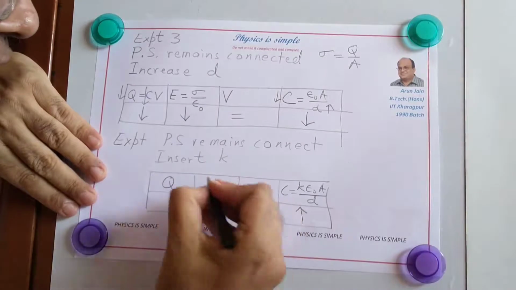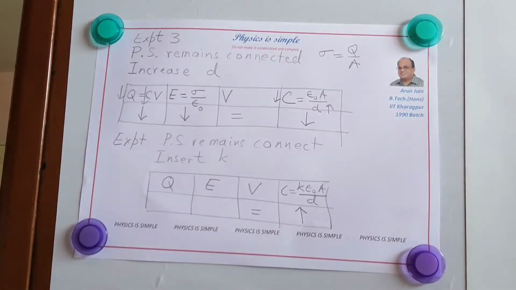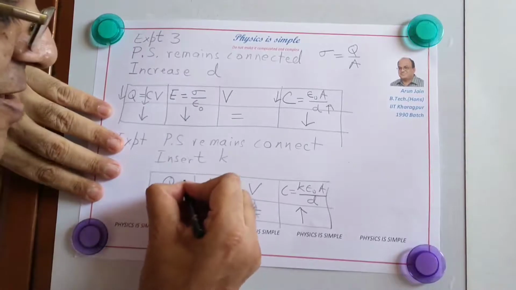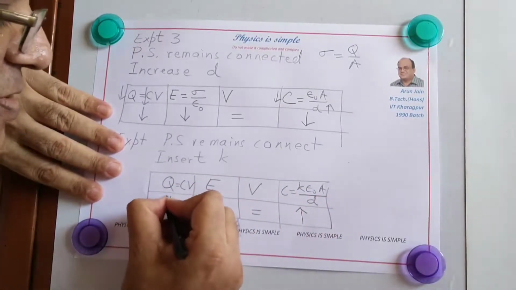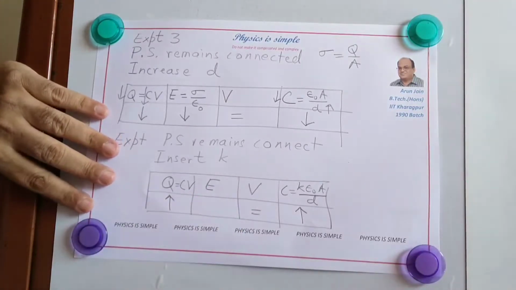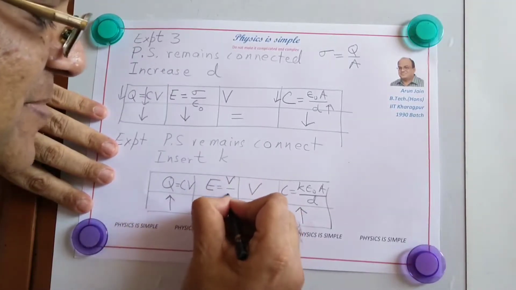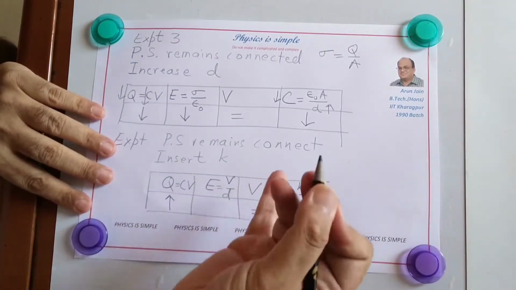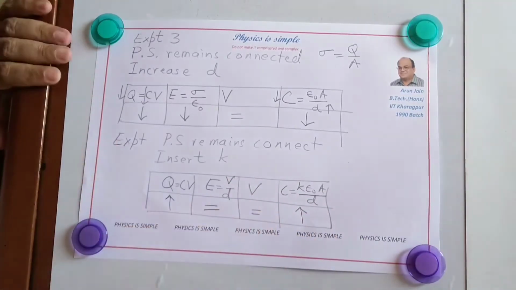Charge and electric field. Now charge is given by C into V. C has increased by a factor of K. Therefore charge will also increase by that same factor. And the electric field, which is given by V by D. V is not changing, D is not changing. So electric field will remain constant.